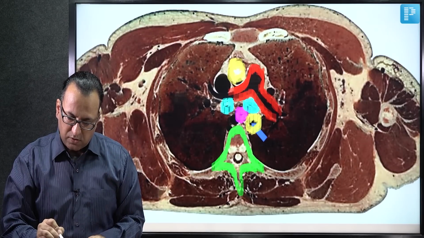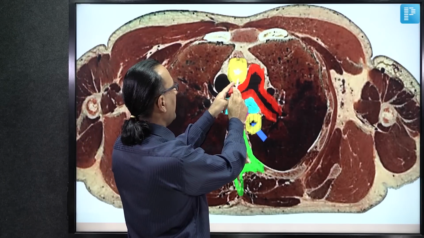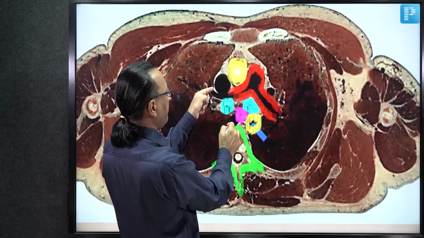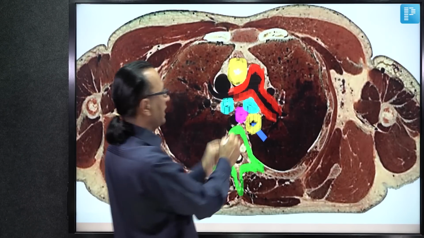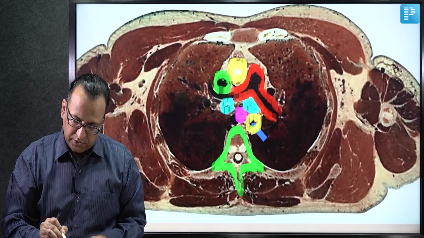What is this vessel on the right side of the ascending aorta? That is none other than the superior vena cava. This is a superior vena cava which will be receiving the azygous vein shown here. So let us demarcate both of them as well as we do so. This is the superior vena cava which is receiving the azygous vein.